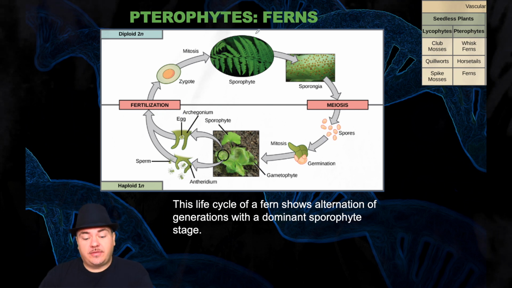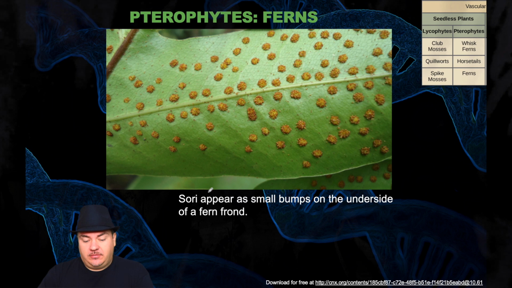So recall that the gametes, the egg and the sperm, are produced by mitosis because you're going from haploid to haploid, whereas the spores are produced by meiosis because you're going from diploid to haploid. So sori appear as small bumps on the underside of the fern fronds, okay, and this contains the sporangia, which produce the spores. And it releases those spores to make the next generation, which is the gametophyte generation.